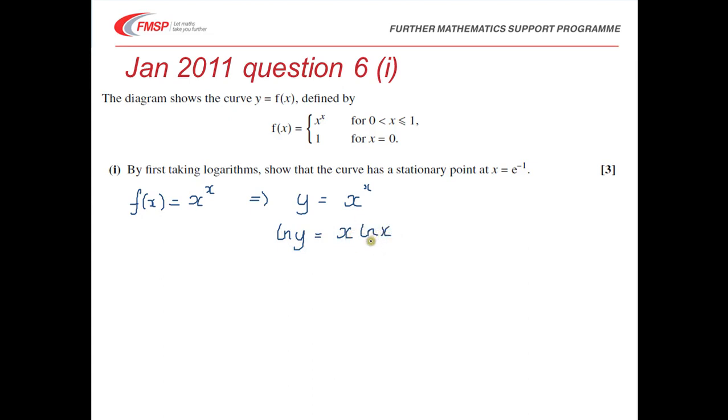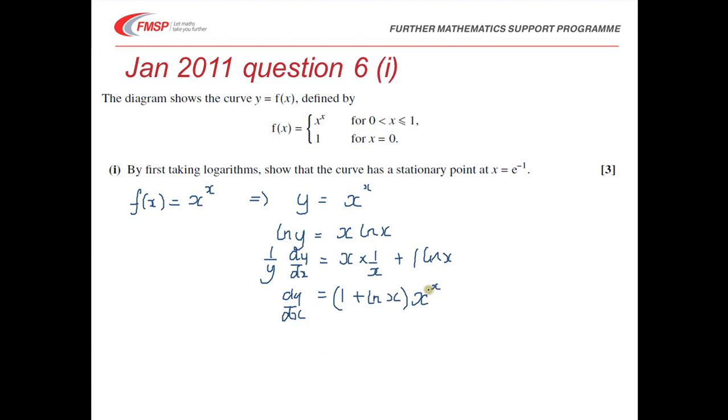And then we can differentiate. We want to find dy by dx, so we'll differentiate implicitly. We'll get 1 over y dy by dx, and we've got a product rule here on the right hand side, so that will be u times the derivative of log x, which is 1 over x, plus v, log x, times the derivative of x, which is 1. So in fact we end up with 1 plus log x, and now we want to find dy by dx. So all we have to do is to multiply that by y, which of course is x to the power of x.